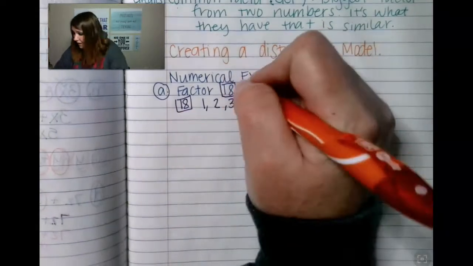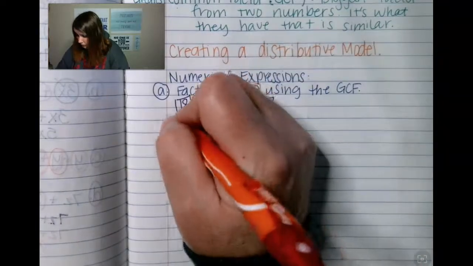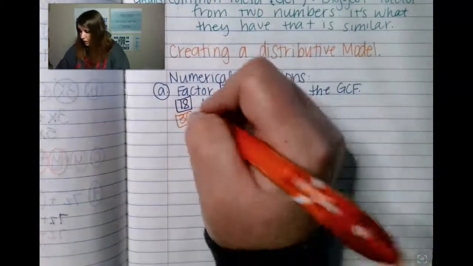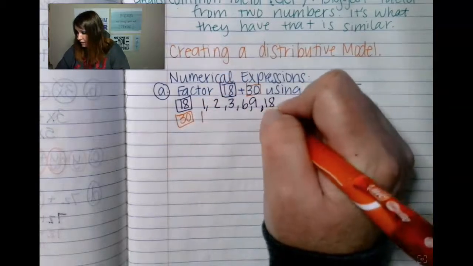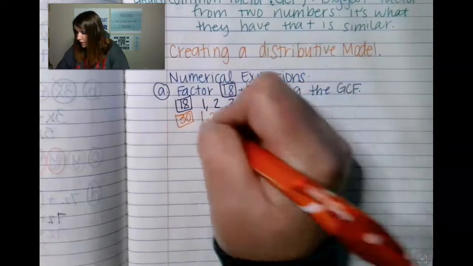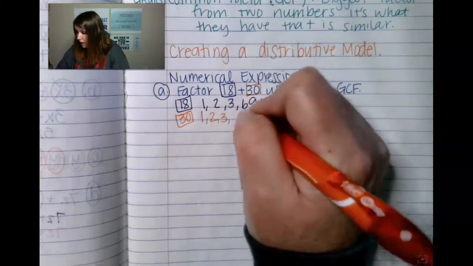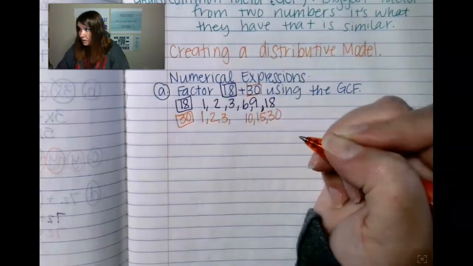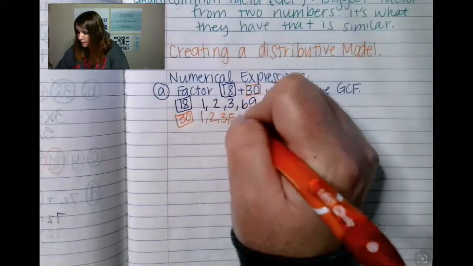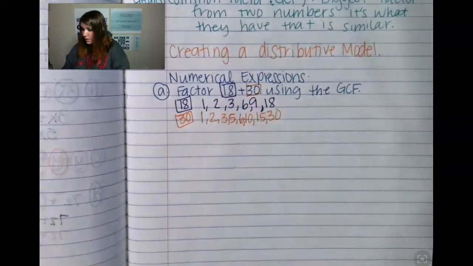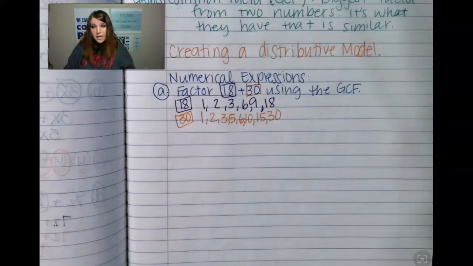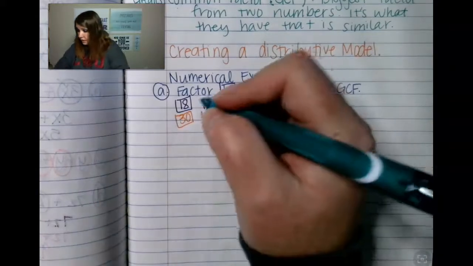Okay, let's look at 30. I have the number 30 right here. So let's talk about 30. To make up 30, I get 1 and 30. 2 times 15. 3 times 10. 5 times 6. Oh my gosh, look, it circled back on itself. 5 and 6 again. Whoa. Okay, now let's look at the ones that they have in common.